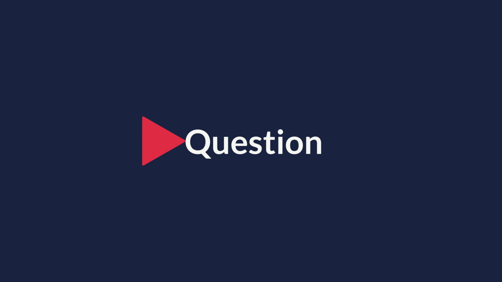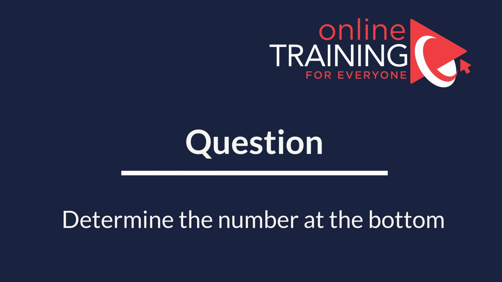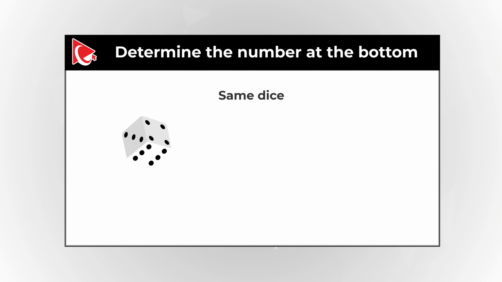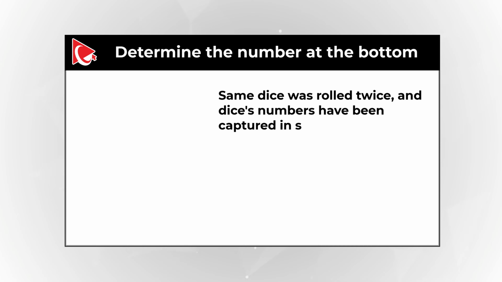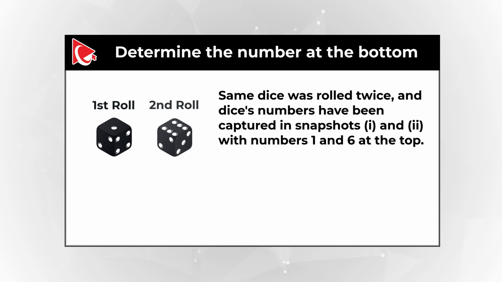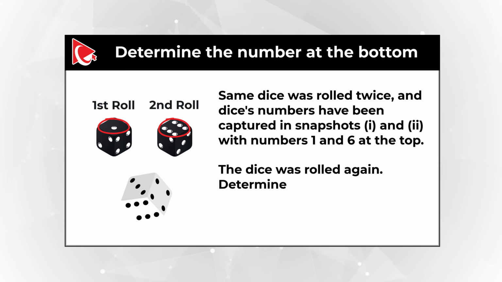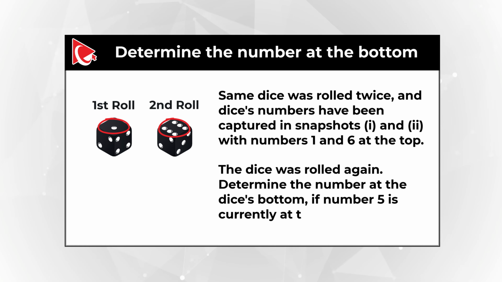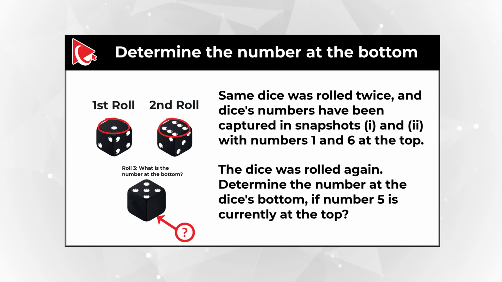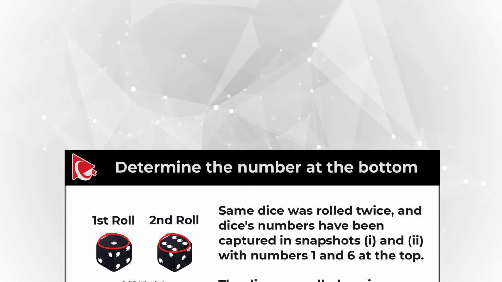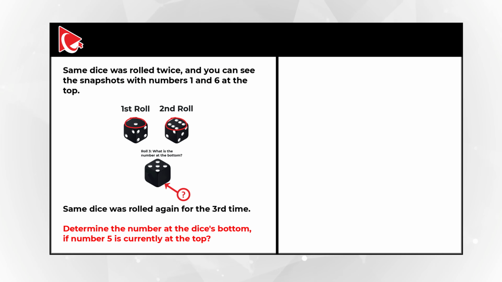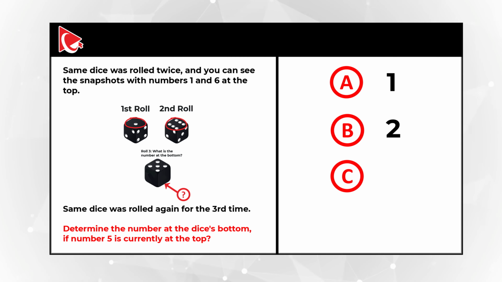Here's an interesting question where you need to determine the dice's number at the bottom. The dice was rolled twice, and the dice's numbers have been captured in snapshots 1 and 2, with numbers 1 and 6 at the top. The dice was rolled again. You need to determine the number at the dice's bottom if number 5 is currently at the top. You have 4 different choices. Choice A, 1. Choice B, 2. Choice C, 3. Choice D, 6.